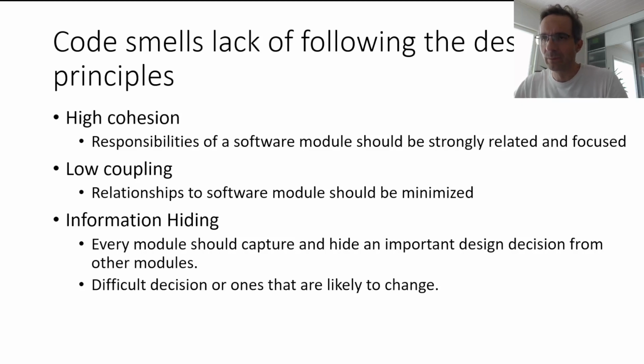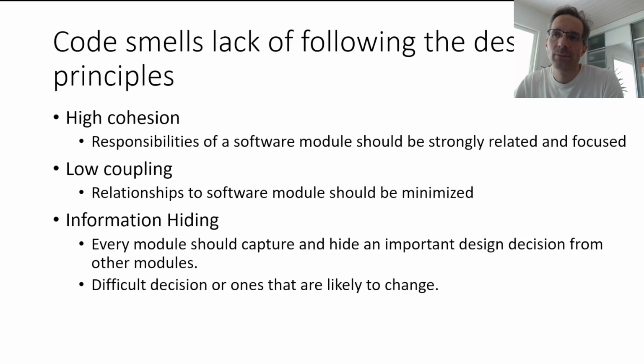So each module should be tightly connected, but between the modules, we should have low coupling. So the modules should minimally interact with each other. So those inter-module, inter-class connections should be minimized. And that is the second principle, known as low coupling.